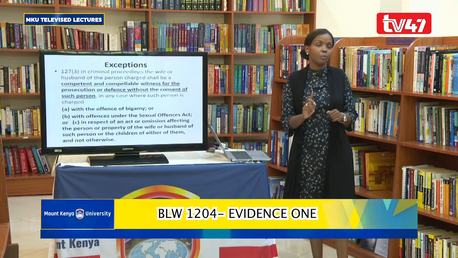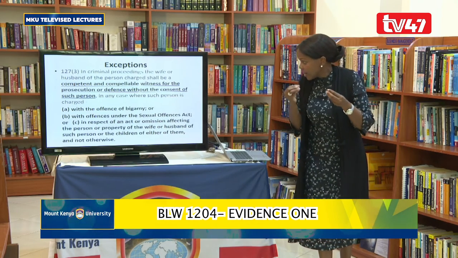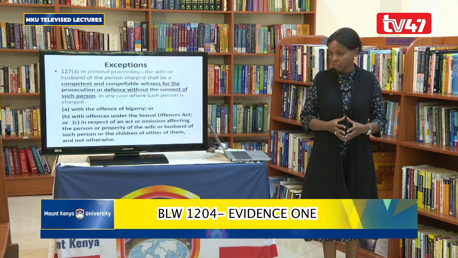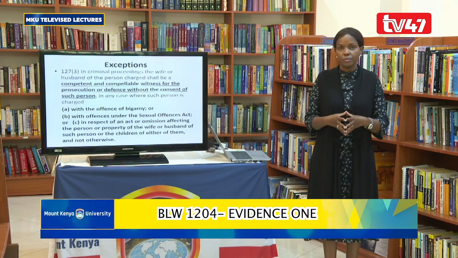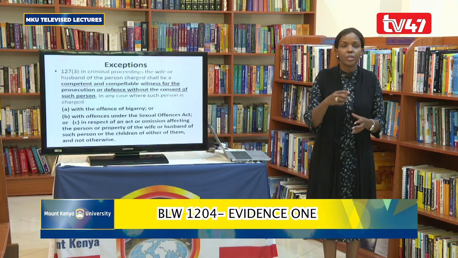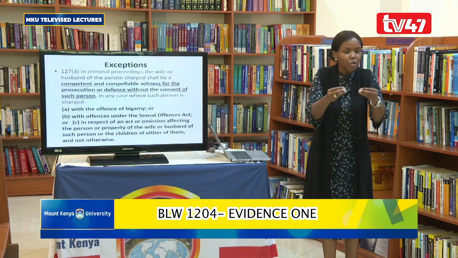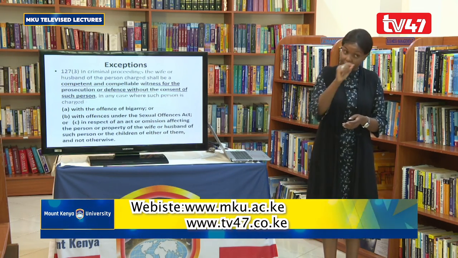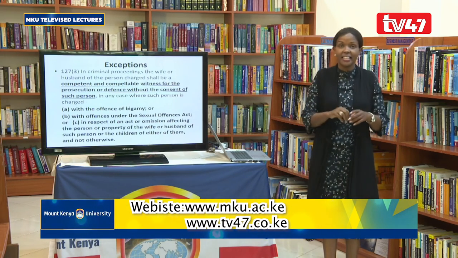Let me break this down. Act or omission affecting the person of the wife or husband. For example, if there's going to be an issue of domestic violence, the husband assaults the wife or vice versa. That act or omission has affected the person. So then that particular spouse will be compelled to testify against the other.